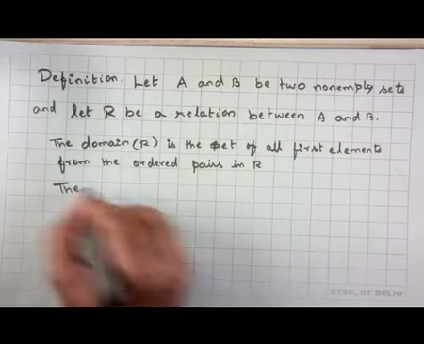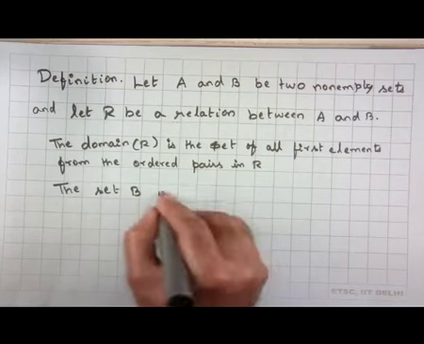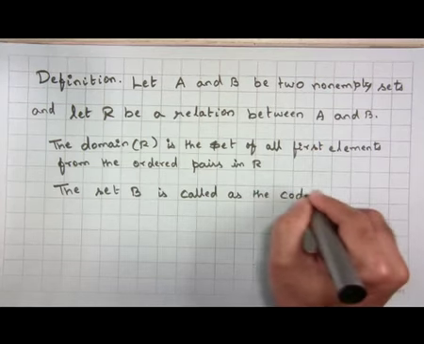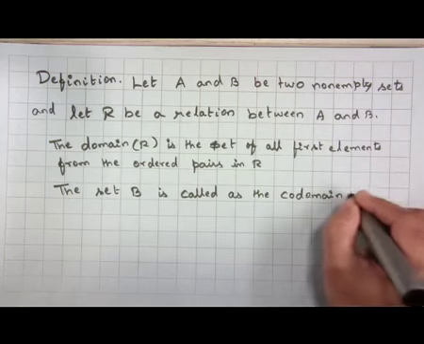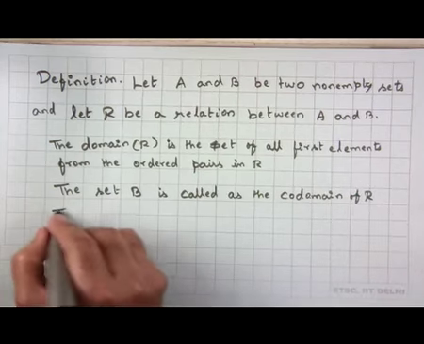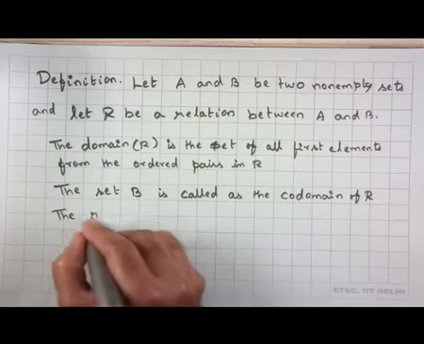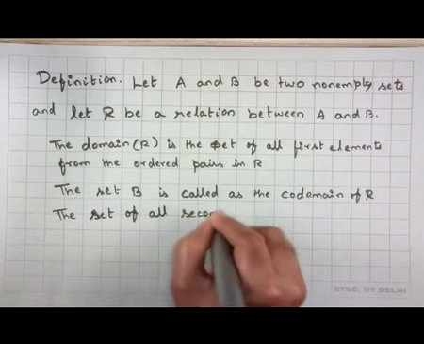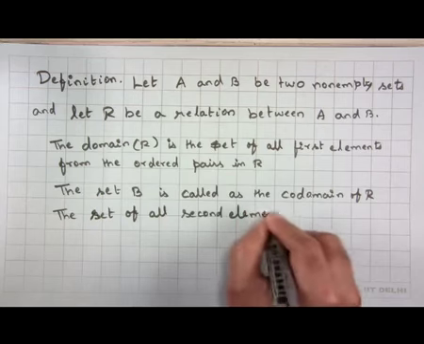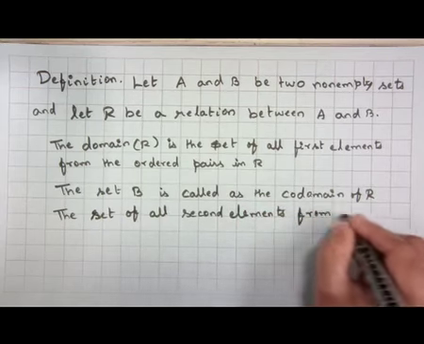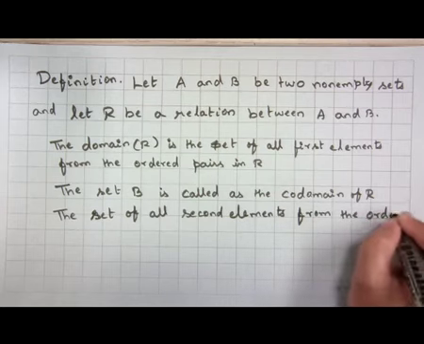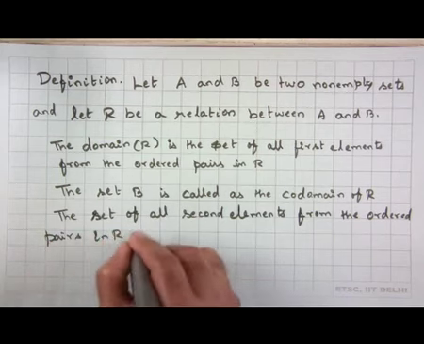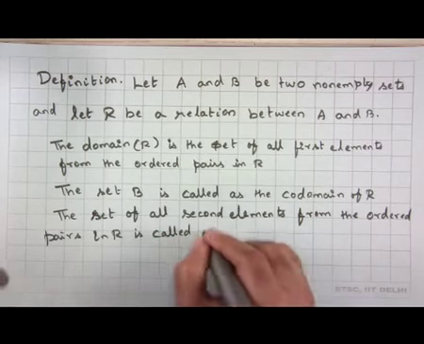The set B is called as the codomain of R, and the set of all second elements from the ordered pairs in R is called the range of R.